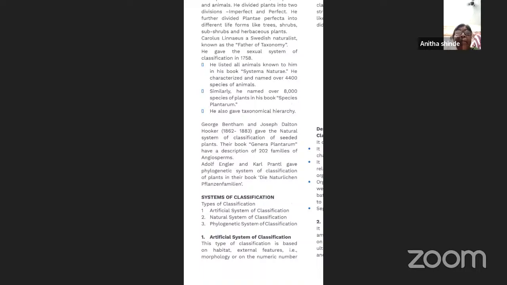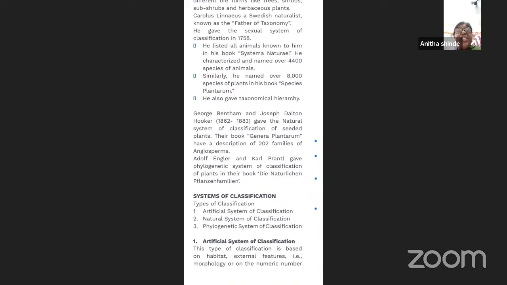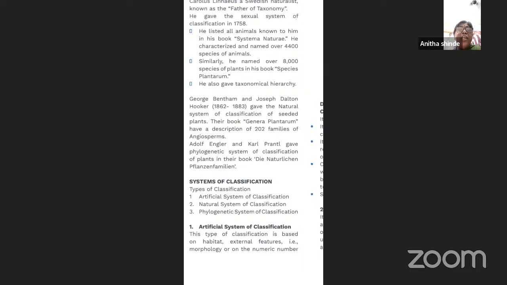Now, another pair of scientists, Bentham and Hooker, George Bentham and Joseph Dalton Hooker. They gave the natural system of classification of the seeded plants. They concentrated on the plants, and they published a book called Genera Plantarum, which described 202 families of the angiosperms. So that is how the Bentham and Hooker classification is also very, very famous. After them, Engler and Karl Prantl gave the phylogenetic system of classification of plants in their book.